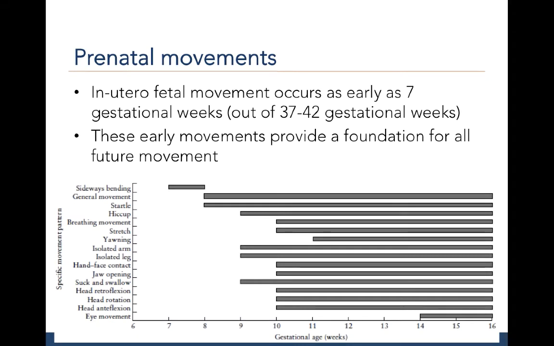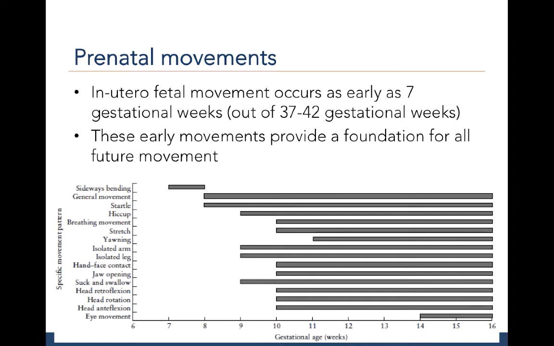In utero fetal movements occur as early as 7 gestational weeks, meaning 7 weeks after conception. Keep in mind that for an infant to be considered a full term, they must be born at 37 to 42 gestational weeks, so these movements are occurring during the late embryological or early fetal phase of prenatal development. These early movements provide a foundation for all future movements.